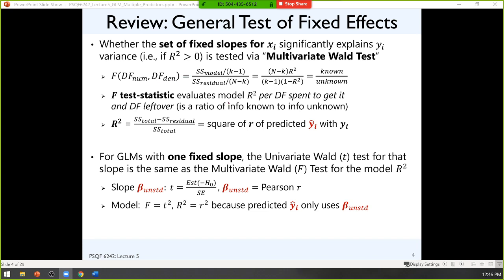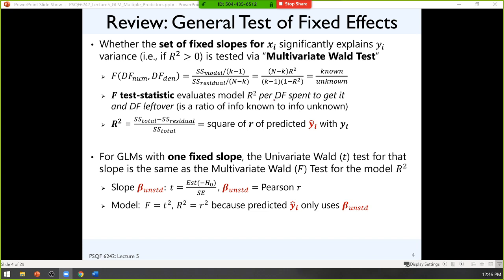So that's where our friend F comes in. And F is a ratio of the amount of information captured by the model per slope it took to get that information, relative to the amount of information left over per slope you could have had but didn't. So it boils down to what you know over what you don't, with a weighting system in process based on how many slopes it took to find out that information.